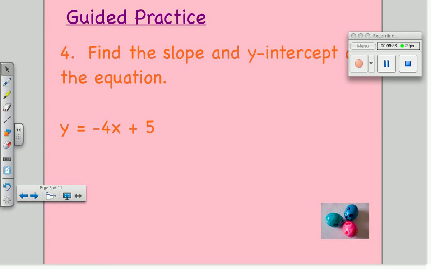Find the slope and y-intercept of this equation. So I'm going to write this formula again. I'm going to keep writing it over and over so that I never forget it. Slope is m. What does m equal in this equation? Negative 4. And y-intercept is b. Y-intercept is 5.